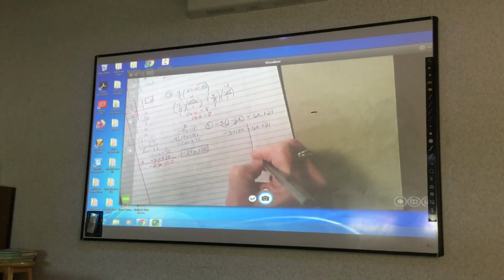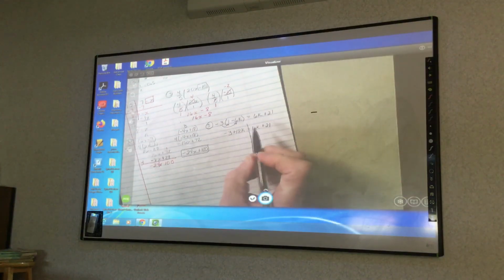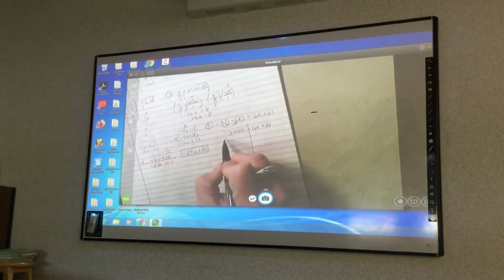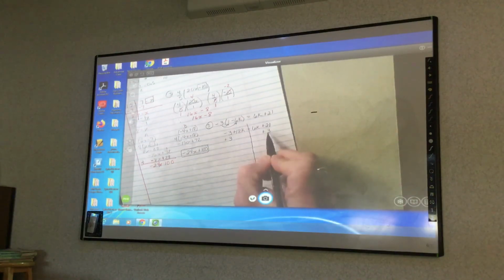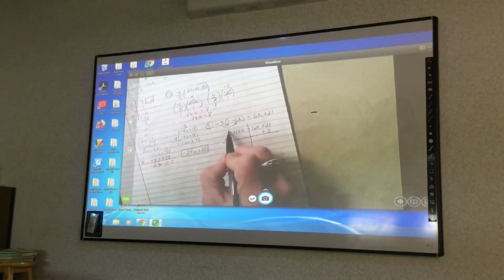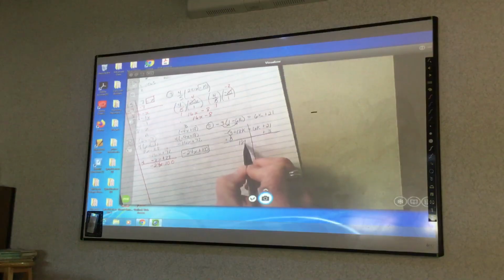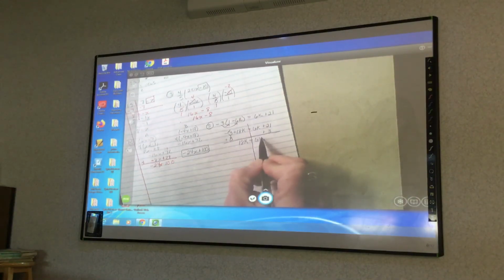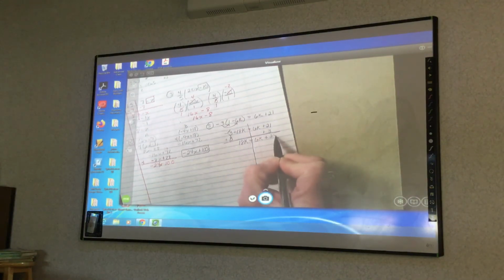Draw your line. I'm actually going to move the 3 over. I do the opposite, so they cancel each other out. I'm left with 18k equals 6k plus 24.